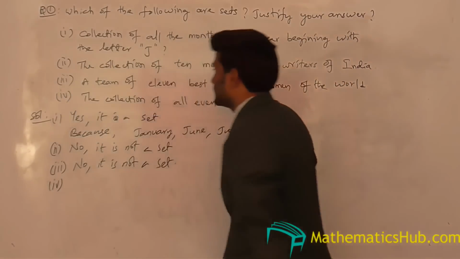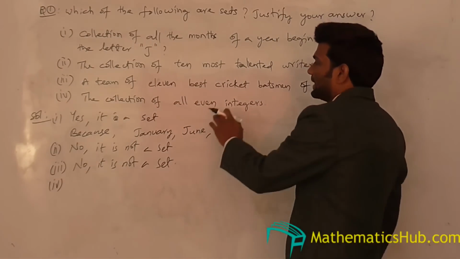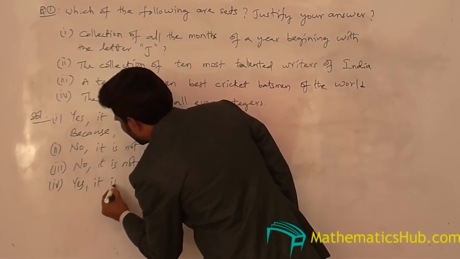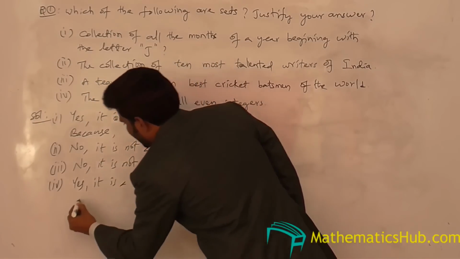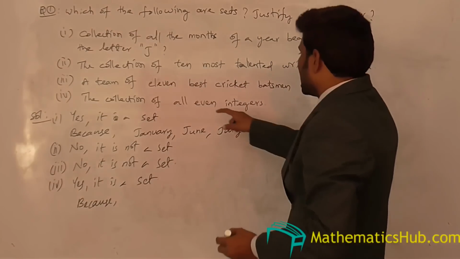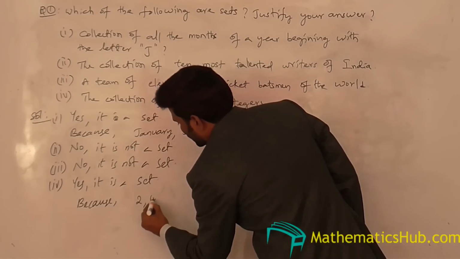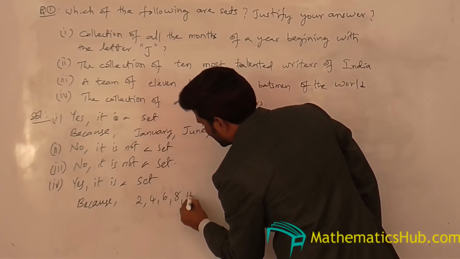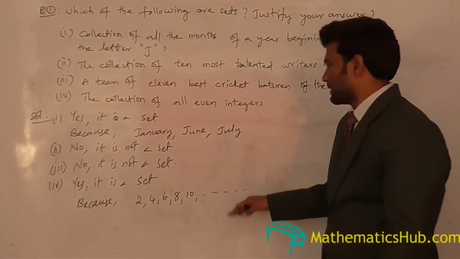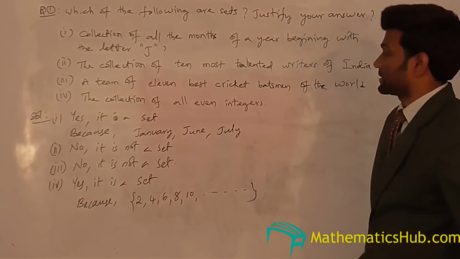And the fourth one is the collection of all even integers. So clearly this sentence says that yes, it is a set, because even integers are 2, 4, 6, 8, 10 and so on. So these are the even integers. We can make it a set. So it is a set.